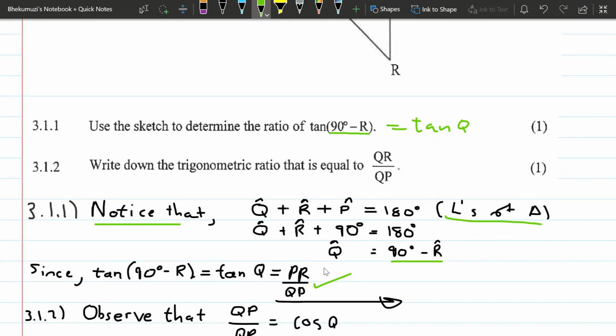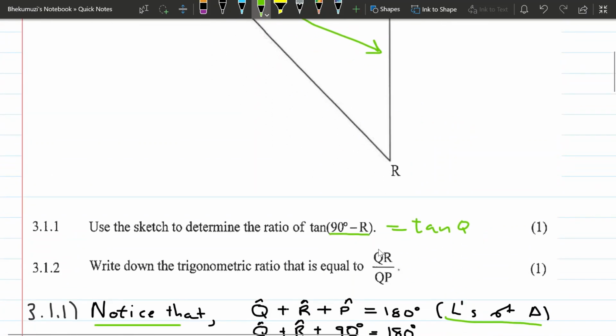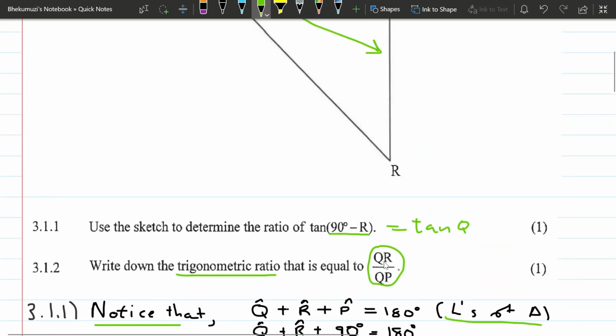Then they ask us, write down the trigonometric ratio that is equal to QR over QP. Now, you need to just work backwards, right? In the first question, we were working forwards because we had the trigonometric ratio and we just wanted the fraction in which it is represented. In this case, we're looking at the fraction that it is representing, and we want the trigonometric ratio. So let's look at these two lengths, which are QR and QP.